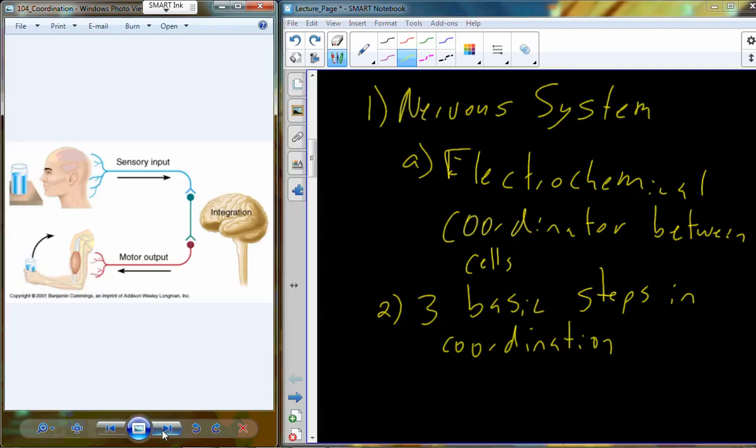So when we come back next Monday, we'll pick up here with the three basic steps. We'll outline each of those steps in a little bit more detail, and we'll go from there.